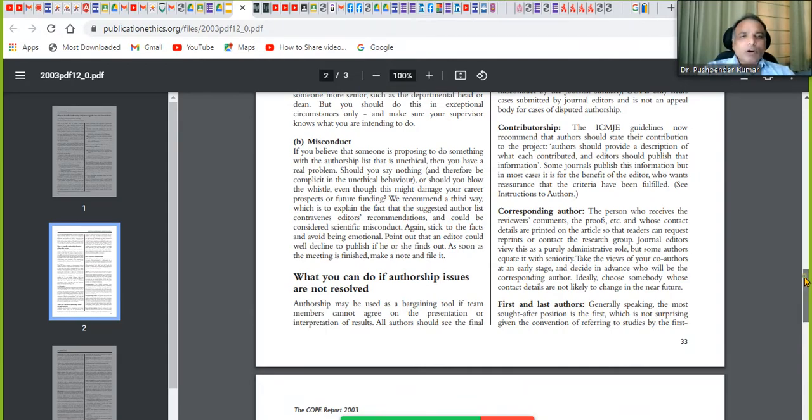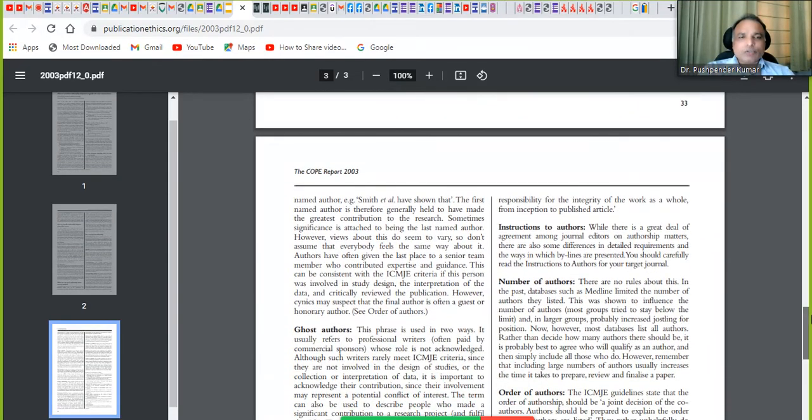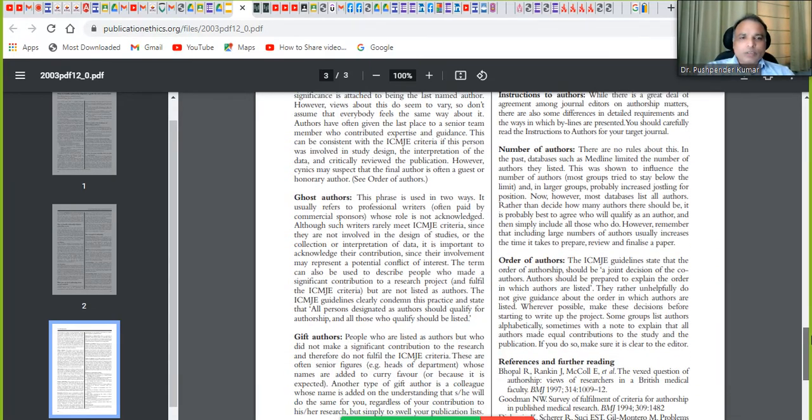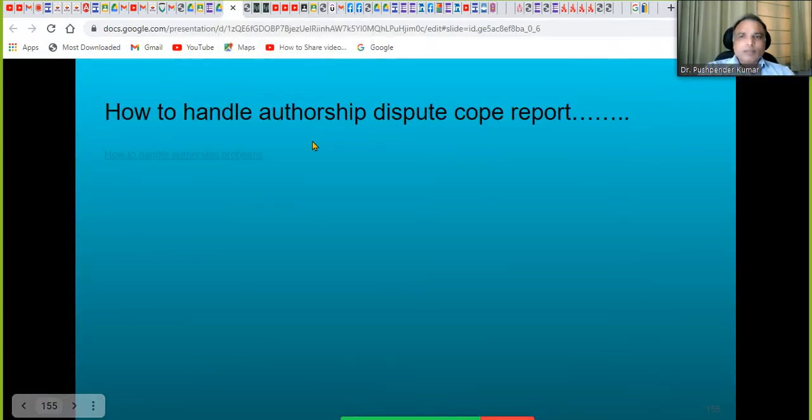All this information is given in this article. So I thought I should show you this, every piece of information, right? The order of authors, how you will decide who will be first, second and third, right? This is something you should understand. So now let us move further.